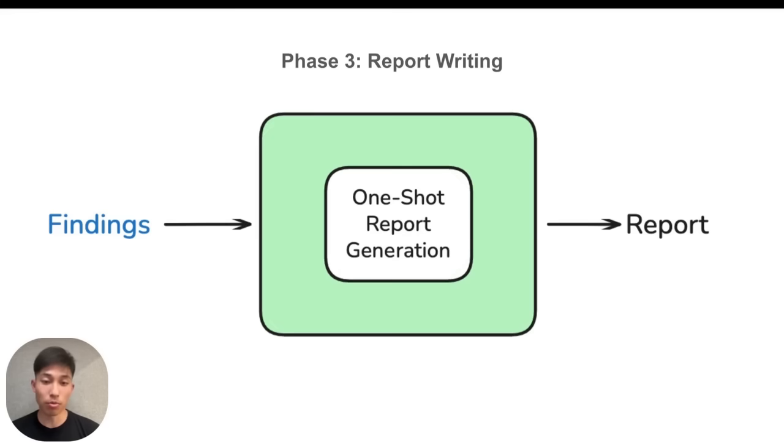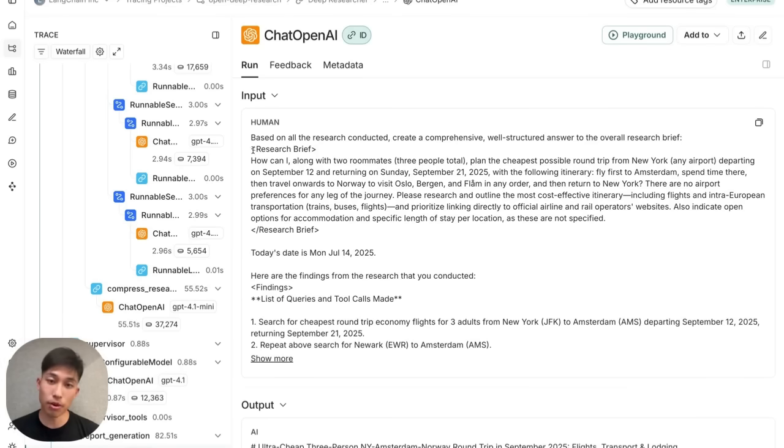When we write the final report, we found that parallel report writing was pretty finicky. Trying to write sections of a report in parallel led to disjointed and not very cohesive reports. We found that the best approach was to one-shot the report generation with all of our condensed research findings. This is the trace for our final report.